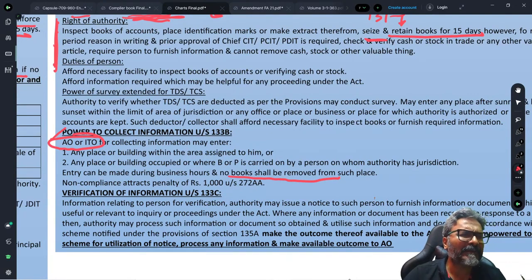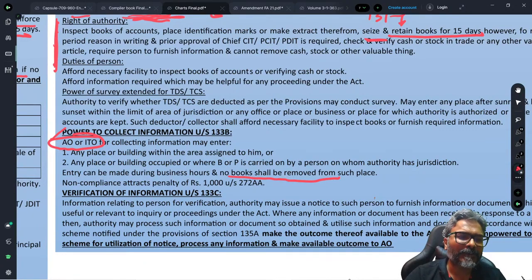So this is one of the reasons why this section becomes very popular: I can go to his premises and gather whatever evidence I can get over there itself, without seizing or impounding the books of accounts as far as 133B is concerned. Is that clear to all of you, students?